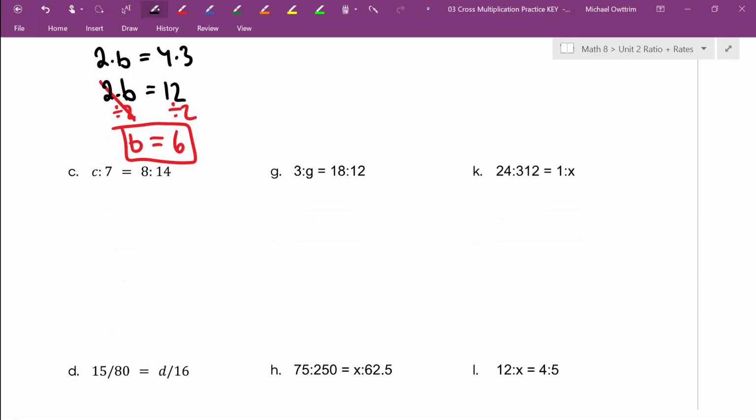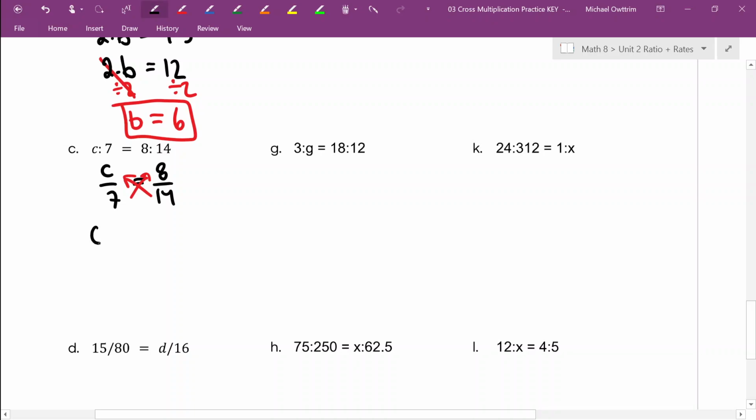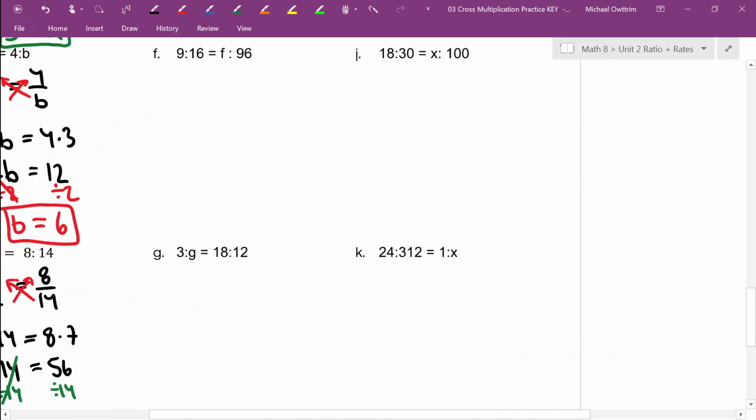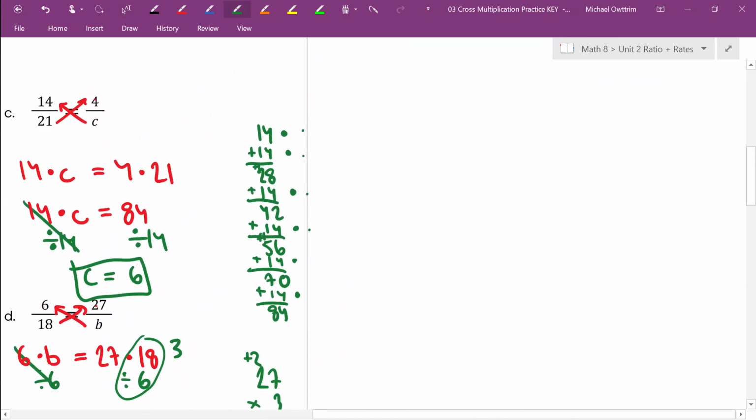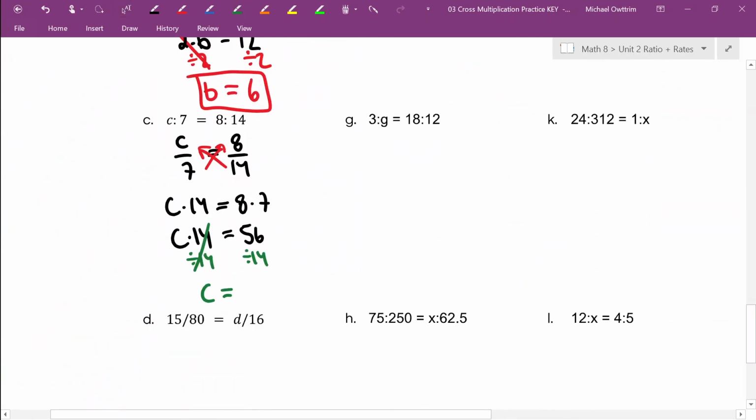Question C, again, I'm just going to do top, bottom. So C over 7 is equal to 8 over 14. I'm going to cross multiply. So I'll get C times 14 is equal to 8 times 7. 8 times 7 is 56. And the opposite of multiplying by 14 is dividing. So I get C is equal to 56 divided by 14. Go back to my counting by 14s. I get 1, 2, 3, 4 14s make 56. So 56 divided by 14 is 4.